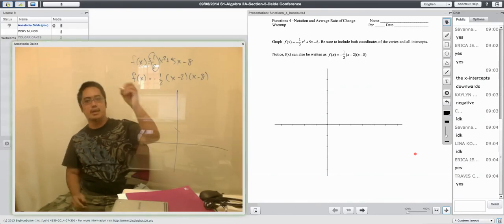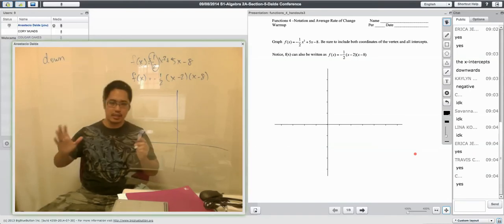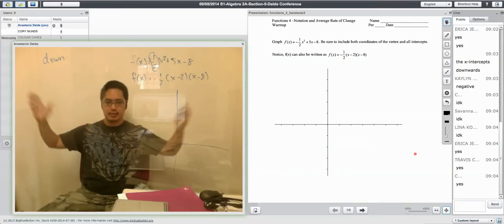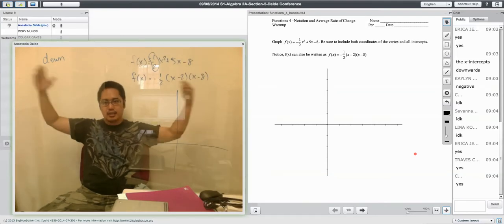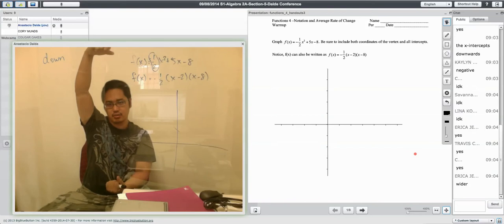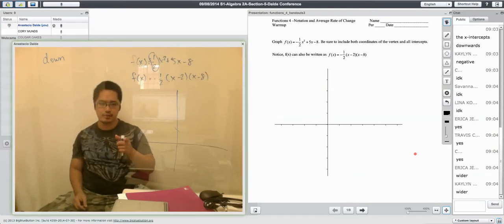So, I'm just going to write some information down. Now, I got a question. Is this parabola skinnier or fatter? Is it vertically stretched or is it vertically compressed? Erica says wider. Wider.